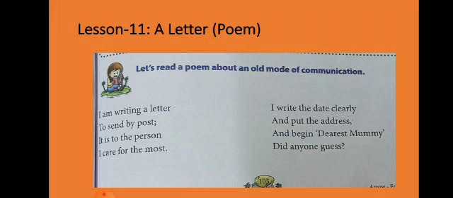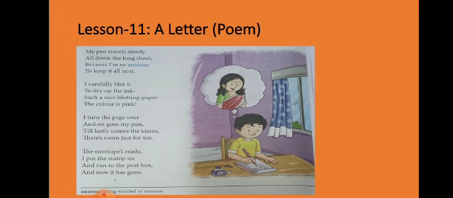I am writing a letter to send by post. It is to the person I care for the most. I write the date clearly and put the address and begin, Dearest Mummy. Did anyone guess? My pen travels slowly all down the long sheet because I'm so anxious to keep it all neat. I carefully blot it to dry up the ink. Such a nice blotting paper, the color is pink. I turn the page over and on goes my pen till lastly comes the kisses. There's room just for ten. The envelope's ready. I put the stamp on and run to the post box, and now it has gone.